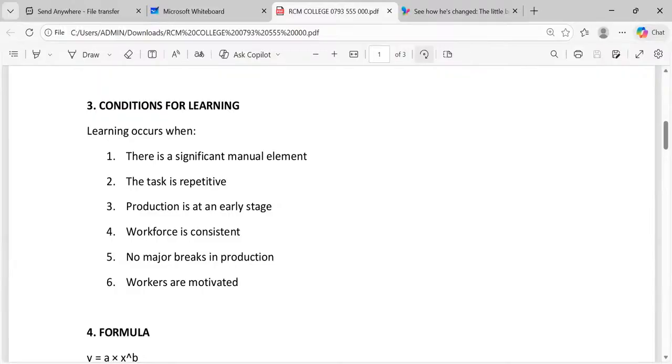Second assumption, the task must be repetitive, like I've just mentioned, that we have a situation where the carpenter is making this kind of chairs, and is producing those chairs throughout.